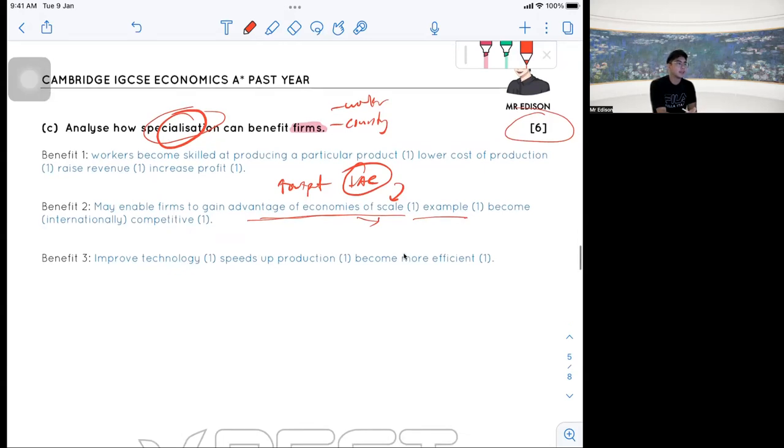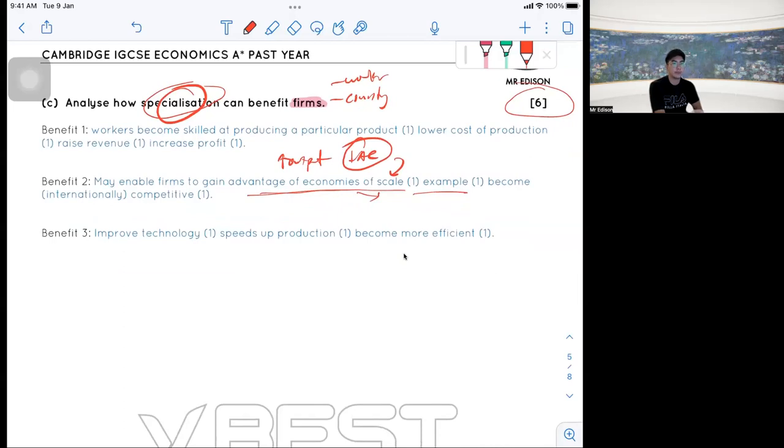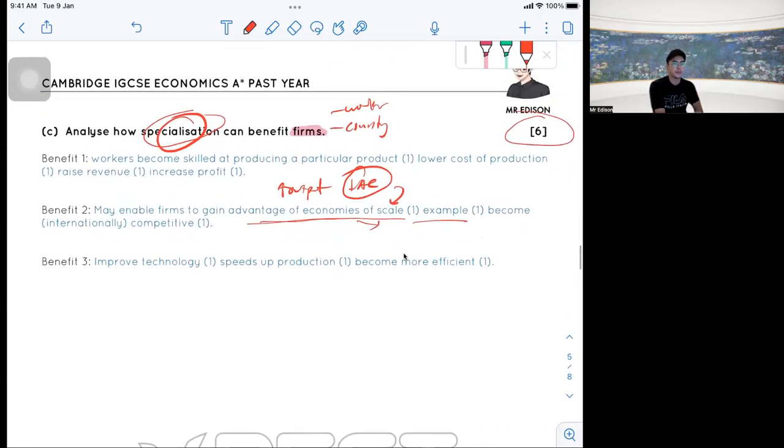The next one is improved technology. Yes, specialization allows them to buy more expensive technology. Because last time, if you produced a lot of things, you could not afford to buy so many different types of equipment, right? It doesn't make sense. But now you only produce one thing, then you can just buy a machine. Okay, improve technology, speed up production, and become more efficient. I think in the marking there will be more than that, but just use 3 of them.